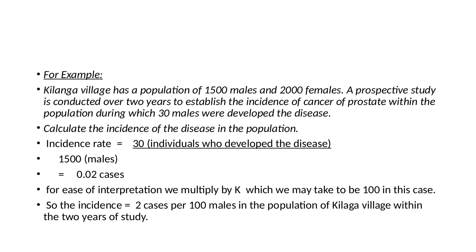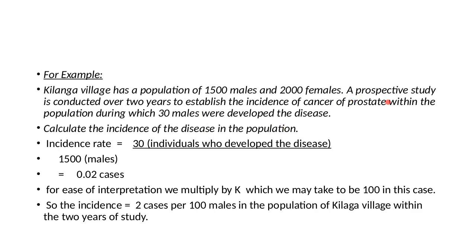So K can change to maybe 100, 1,000, 10,000, 100,000, depending on the kind of population you're dealing with here. An example, I've given an example here. In Kilanga village, with a population of 1,500 males and 2,000 females, a prospective study is conducted over 2 years to establish the incidence of cancer of prostate within the population, during which 30 males developed the disease. Calculate the incidence of the disease in the population.